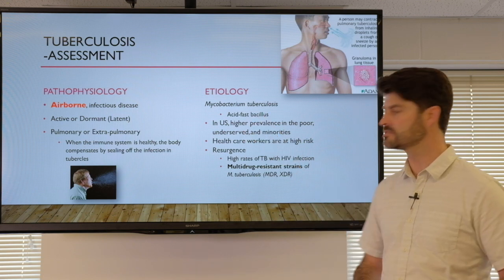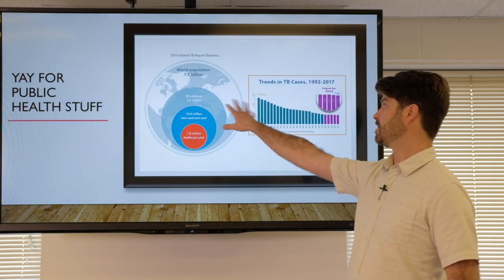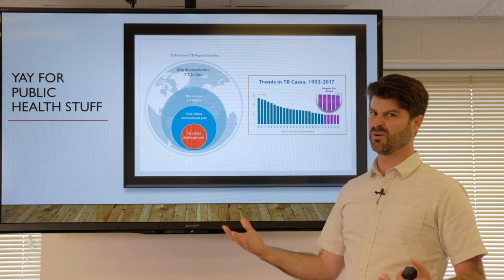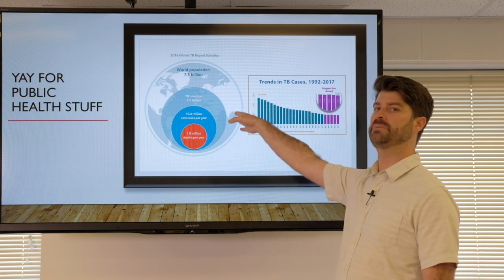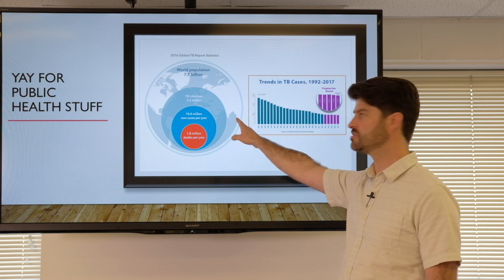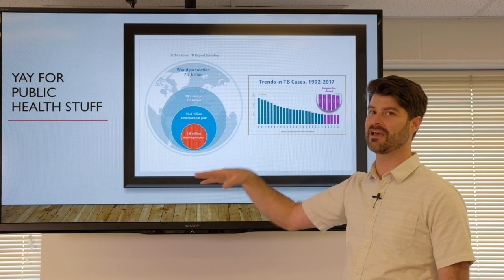when we talk about an airborne disease. So looking at that public health-wise, this is from 2016, so a little bit old data, but in 2016, there were 2.5 billion TB infections in the world with 10.4 million new cases every year.